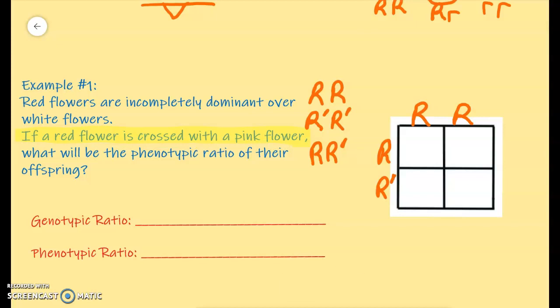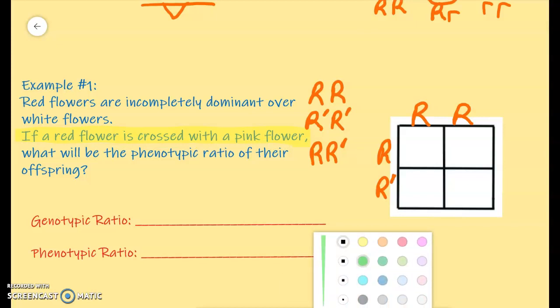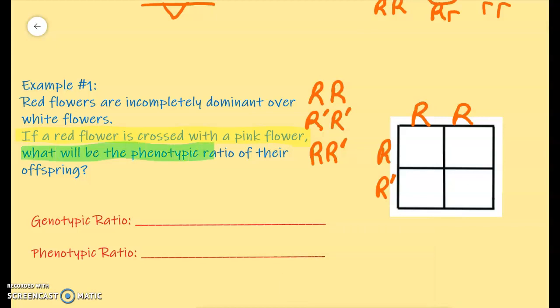Now let's see what the problem actually wants us to answer here. What will be the phenotypic ratio of their offspring if I cross a red and a pink? So let's work this out. Let's do our Punnett square first, the same way we normally do. So big R in this box, big R in this box.